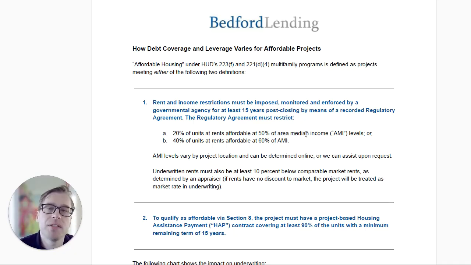And it's not just enough to say that you're going to be imposing these percentages based upon AMI. The actual enforcement of that has to be in place for at least 15 years post-closing, whether it's a 223F, 221D4, or any HUD multifamily loan. You need to have an independent agency review that each year to make sure that you are actually enforcing those rent restrictions. Typically, the independent agency is just a housing authority or some sort of local form of governance.